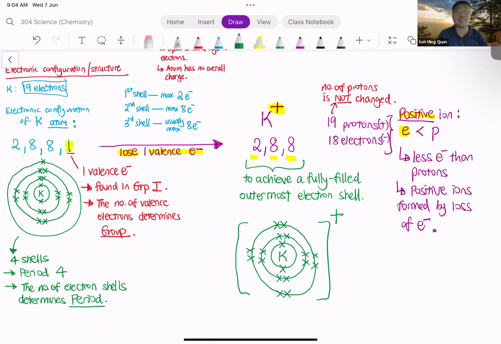All right, so please take some time to take this down, ensure that you have taken it down and you understand what's going on. And if you have any questions, you can type it in the chat. I will respond to it. Okay, so you might want to write this as a K plus ion. In case you didn't know, this is called an ion. It's not called an atom anymore. If you're done copying down, also give me a thumbs up so that I know you're done.